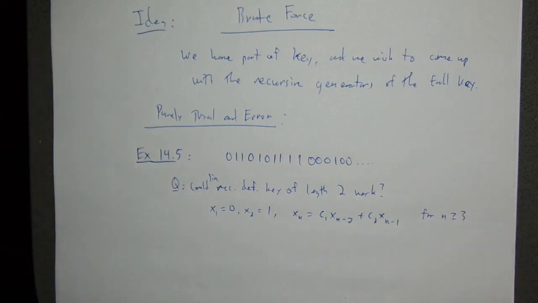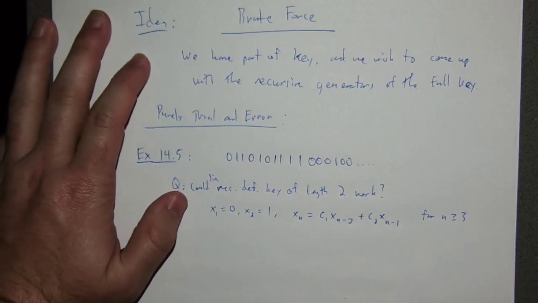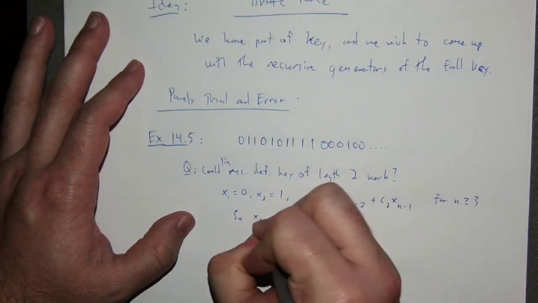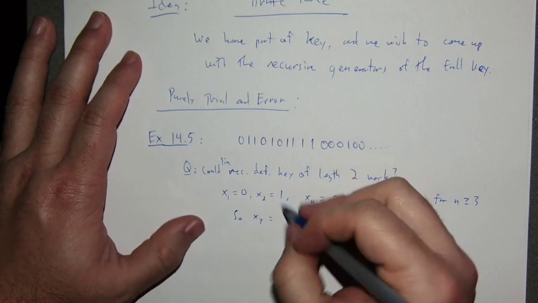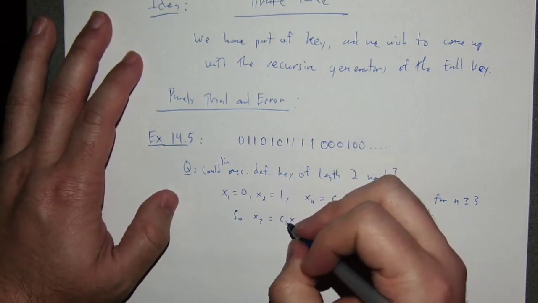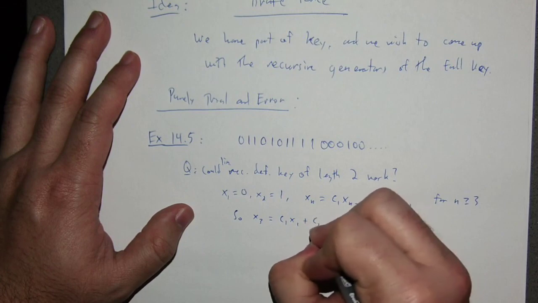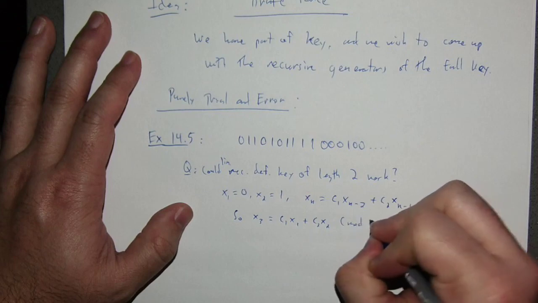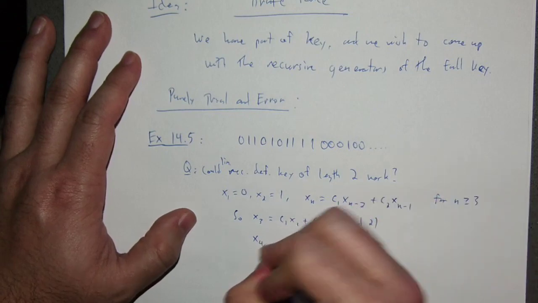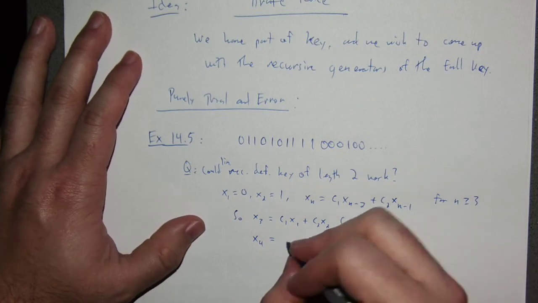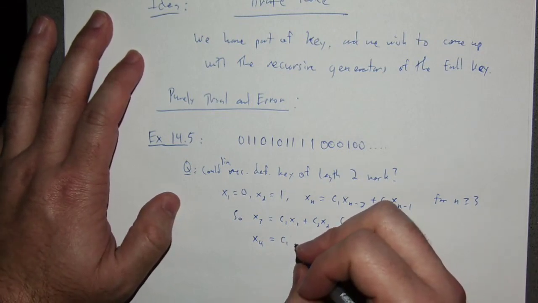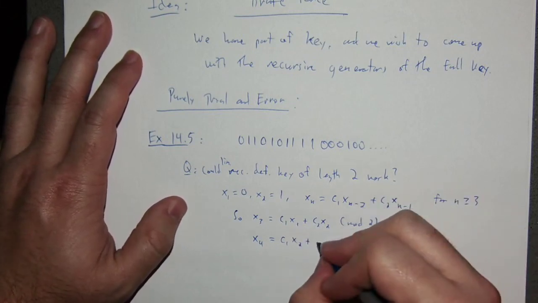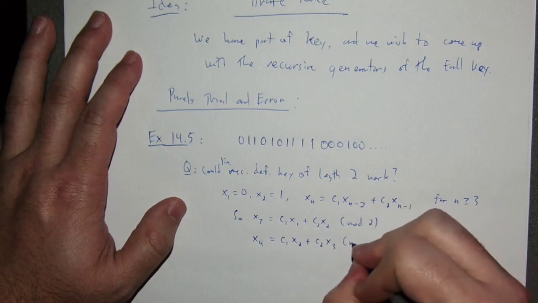Of course. What this means is that, applying this to x sub 3 and x sub 4, x sub 3 would be equal to c sub 1 x sub 1 plus c sub 2 x sub 2, mod 2. And x sub 4 would be equal to c sub 1 x sub 2 plus c sub 2 x sub 3, again mod 2.